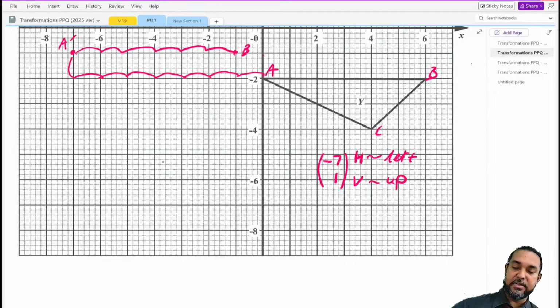Yeah, you could count -7 and shift up 1. Or, if you want, you could take it relative to B. To go from B to C, you have to go 2 to the left and down 2, right? So, same thing here. 2 to the left and then down 2.